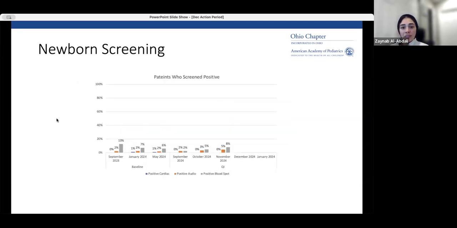Of those that were screened, we're not seeing any positive screens for the cardiac test. For the audiology and the blood spot screening, we are seeing higher percentages. The highest percent for the blood spot screening is because we're screening a larger number of patients, right? So you're more likely to catch anyone that screens positive. So that's why we're seeing higher numbers throughout all months. Next slide, please.